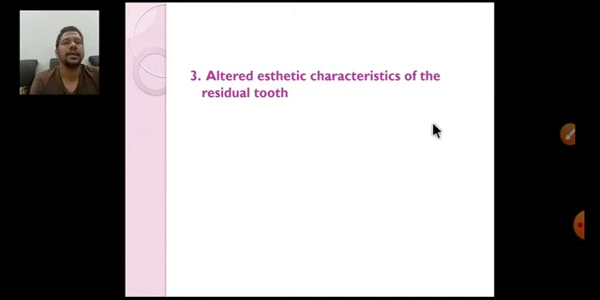Then, as I mentioned earlier, altered aesthetic characteristics, like the color of the tooth may change from white to yellow. So if the patient is more concerned about aesthetics, or if the tooth is in the anterior region, it's always advisable to get a crown which is aesthetically pleasing for that particular patient.